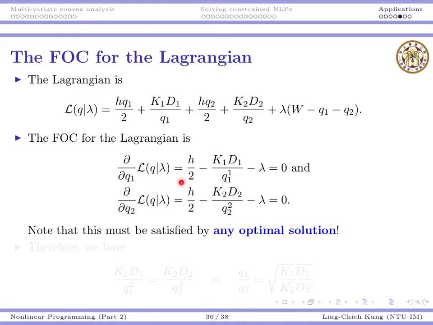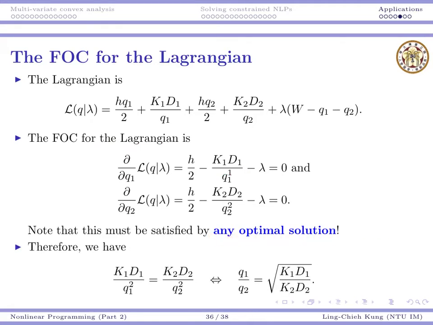And then we will get something like this and something like this. Oh, sorry, this should be 2. Q1 squared, and here is Q2 squared. After this, we know these two equalities must be satisfied. The first order condition for the Lagrangian must be satisfied for any optimal solution.